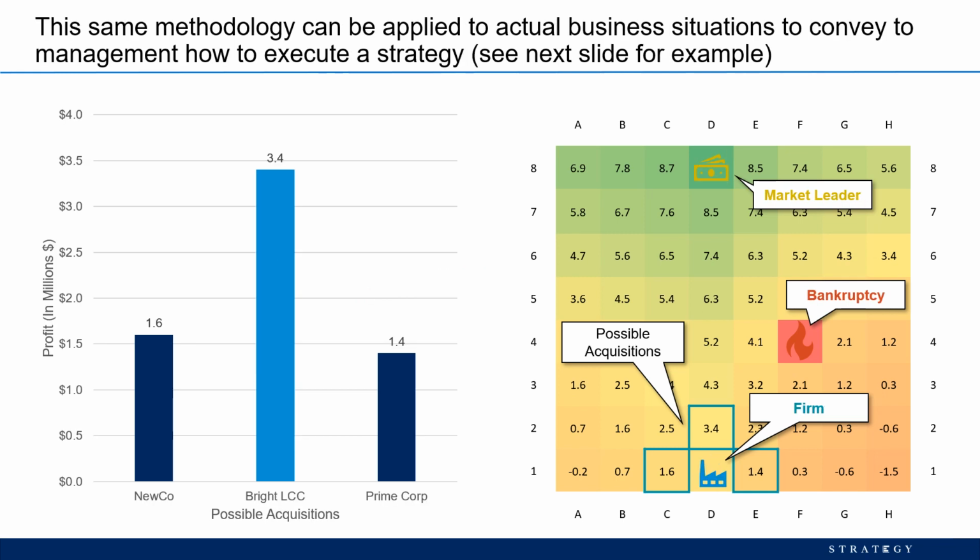We can take that exact same methodology and apply it to a business situation. Here, I just reconfigured some of the icons in our treasure field analogy. Instead of having an agent, we have a firm. Instead of having a fire, we have bankruptcy. Instead of having a treasure chest, we have the position of being a market leader. And these choices are possible acquisitions that this firm can take. This firm is trying to expand horizontally, and it is looking at 3 different companies to acquire. These represent the different choices that this firm can take.